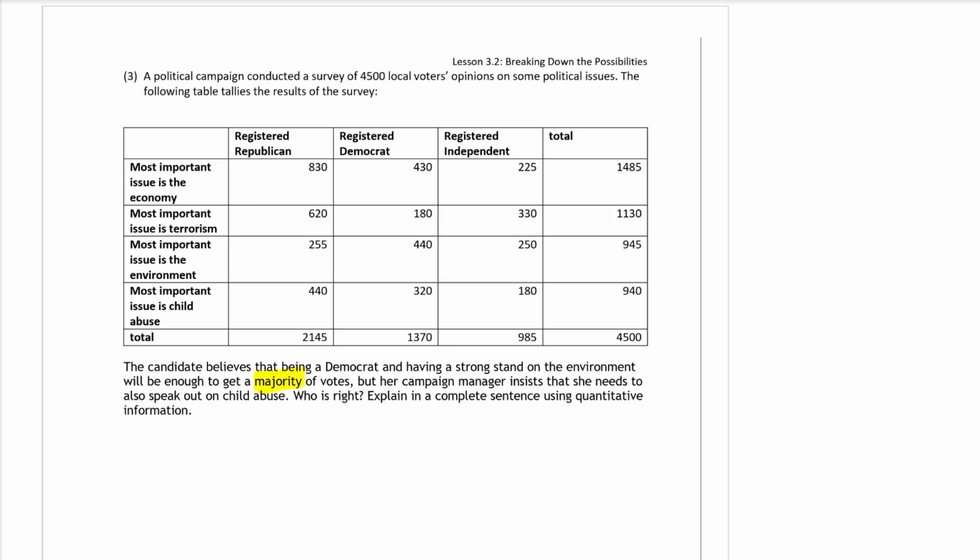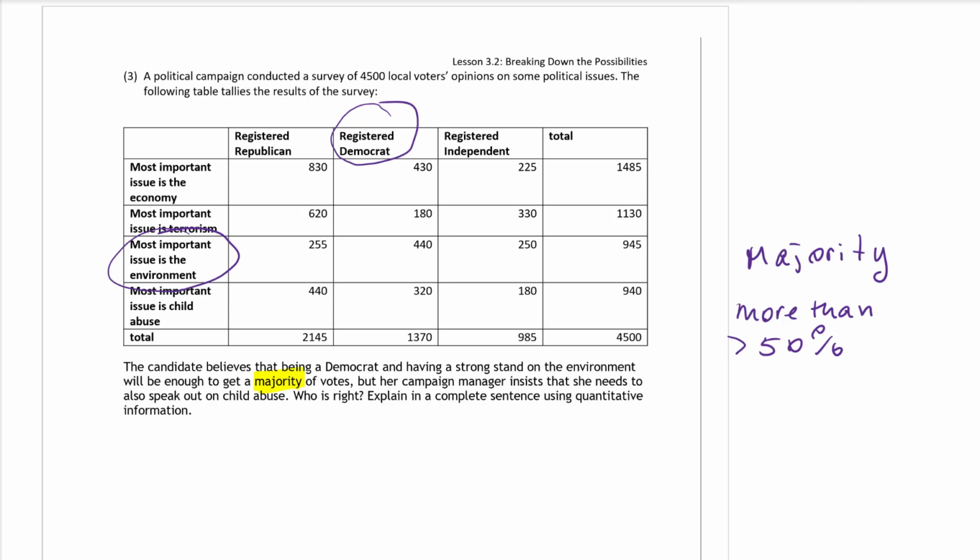So first, let's go ahead and be clear when we say majority. Majority in a political discourse means more than 50%. So let's define the majority: more than 50%. That's what means majority of votes. That's called a pure majority. So the candidate believes that if they target their campaign to just Democrats and also focus on those who talk about the environment, then they should win that election. Not to win, but they're going to get a majority, more than 50%.